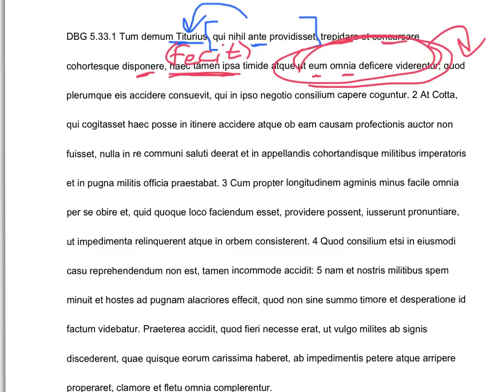Let's take a peek. We had one here going with viderentur, and we have one here going with consuevit. So he freaked out and everything seemed to abandon him, which is accustomed to happening to those guys. Plerumque is an adverb, very much, and to those guys.